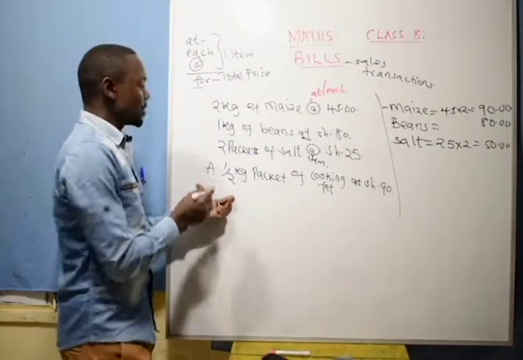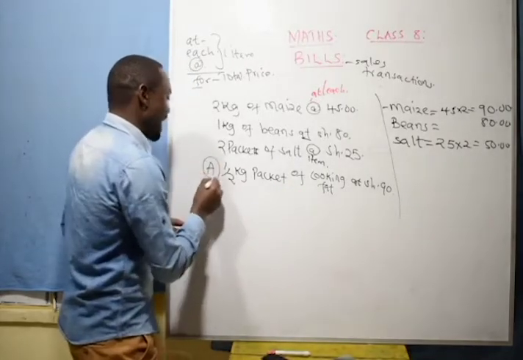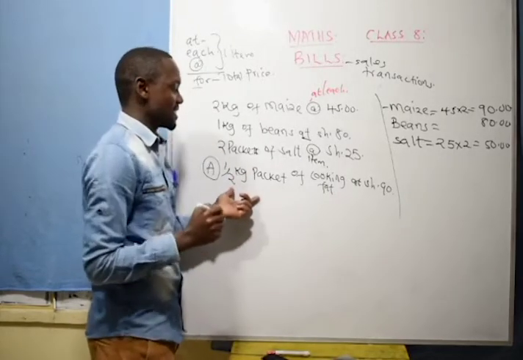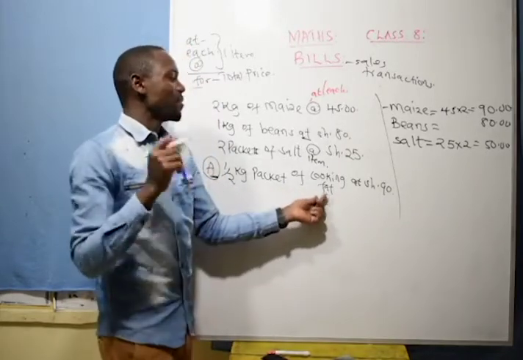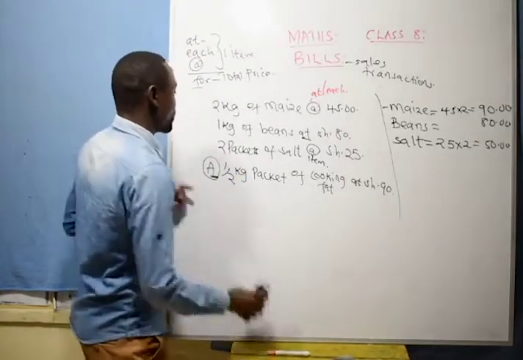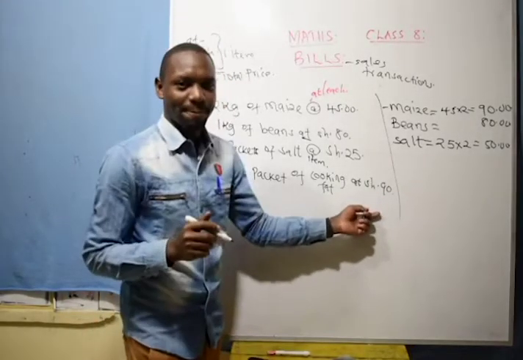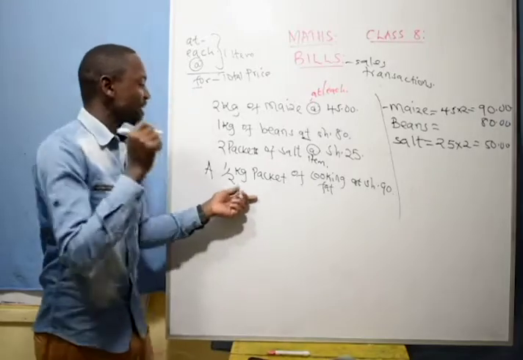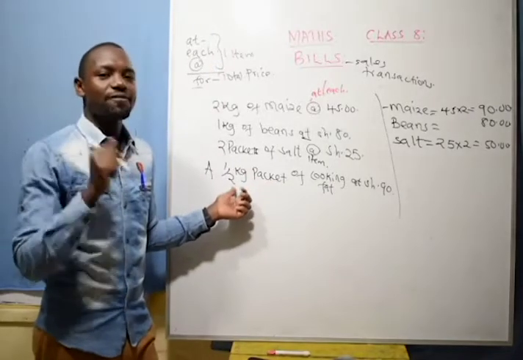And lastly, he bought a half kg packet of cooking fat. Here it means it is only one. It is a half kg packet of cooking fat, meaning that he bought only one, and he paid 90 shillings. Sometimes you can be told he bought a half kg packet of salt at 90 shillings per kilogram. These are two different things. Here we have a half kg packet of cooking fat, meaning it is only one packet, and that packet had a mass of a half kilogram.